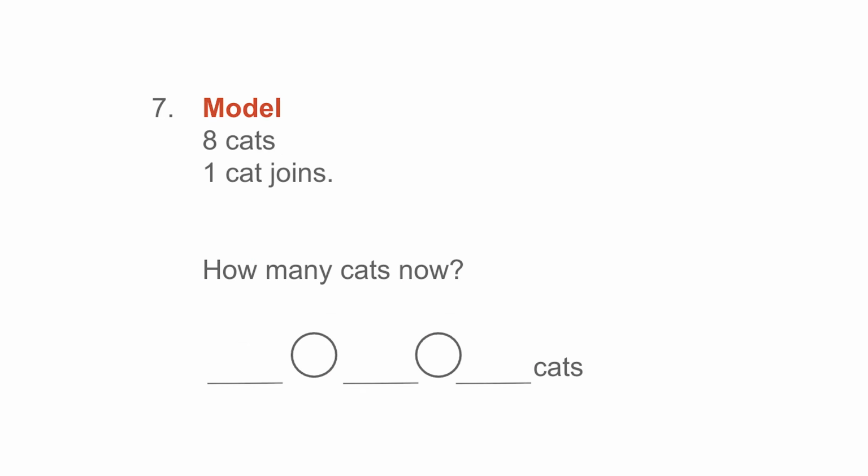In number 7, we have 8 cats. 1 cat joins. How many cats now? Some students, because this doesn't have a picture and neither does number 6, will want to draw out little circles or maybe little X's. We start with 8 cats. Those circles just represent each cat, and then you have 1 cat that joins, and they can count them from there. A lot of students will individually count these circles.